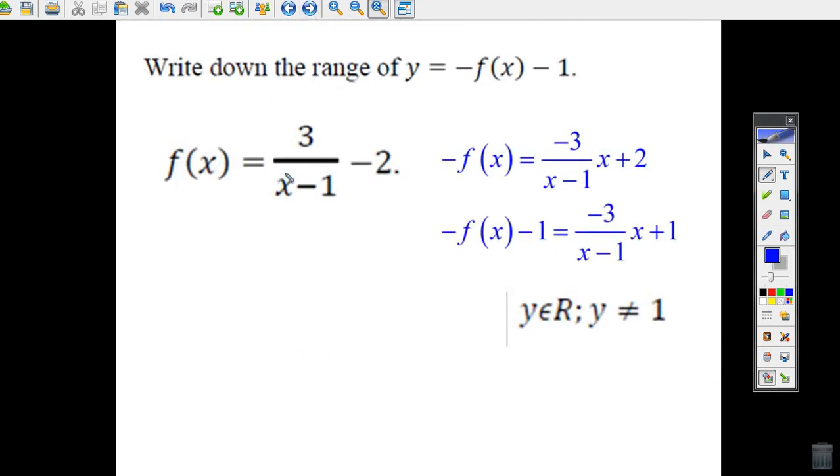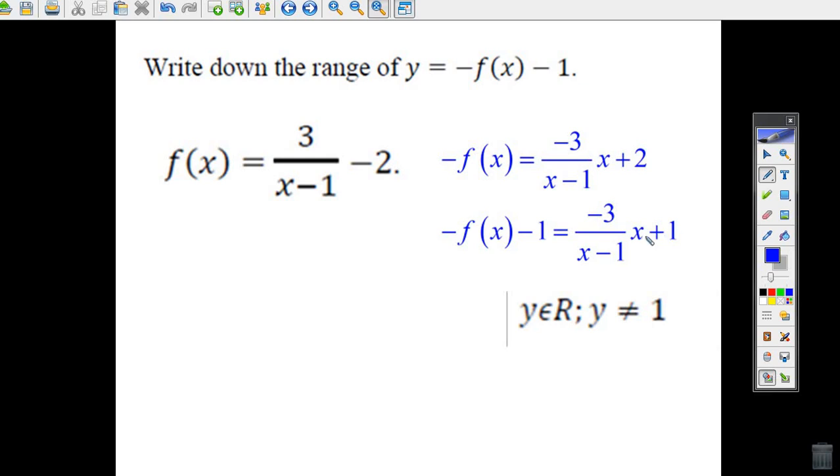Now, our next question. They've got this, write down the range of minus f of x minus 1. What you got to do is, well, there's f of x. First, make it negative. And then you can see what it becomes. You get a minus 3 up here, and that turns into plus 2. And then they say minus f of x, then take away 1 from 2. Well, it means shift it down 1. So 2 minus 1 is 1.